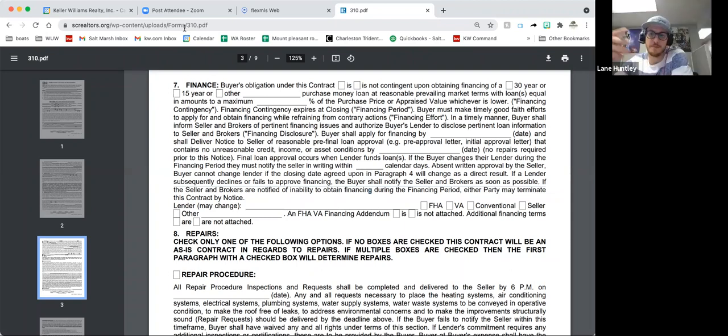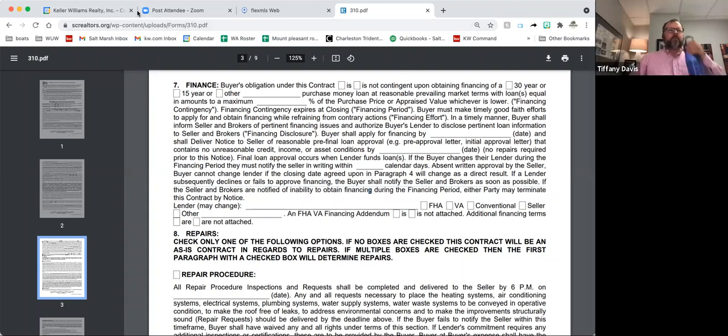Thank you. So the big difference there is, hey, to note, there is a difference between a pre-qual letter and a pre-approval letter. Two different things. Correct.